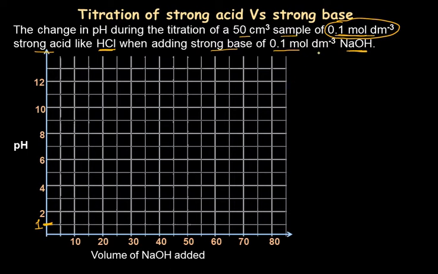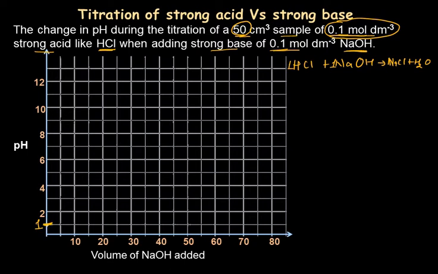Now, if you write the reaction of HCl reacting with NaOH to produce the salt NaCl and H2O, we can see that it's a balanced reaction. The stoichiometry is 1:1. So if we are using 50 cm cube of acid, of the same concentration as the base, then approximately 50 cm cube of base will be required for the end point. So now let's start plotting a graph.